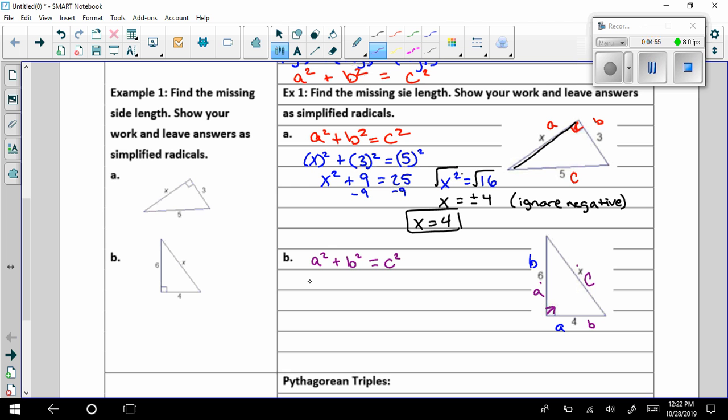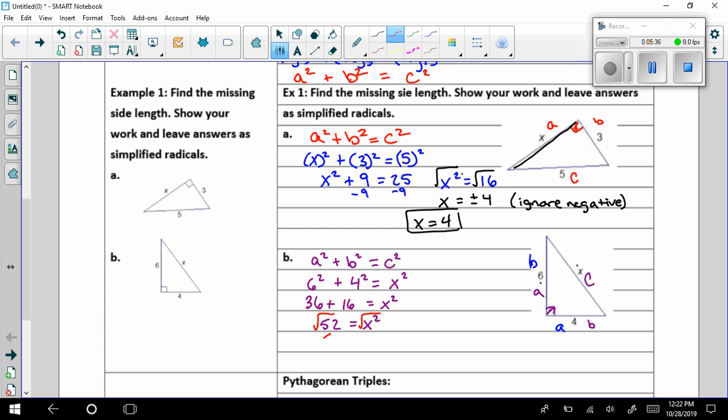So we plug everything in. We have 6 squared plus 4 squared is equal to x squared. So 36 plus 16 is x squared. 52 is x squared. Again, when I take the square root of this, it's technically positive or negative, but I'm not going to worry about that. We're going to leave everything in radical form because where we're going with this is what's called right triangle trig, and we want it in the best form possible, and that's before you round. So we leave everything in radical form.